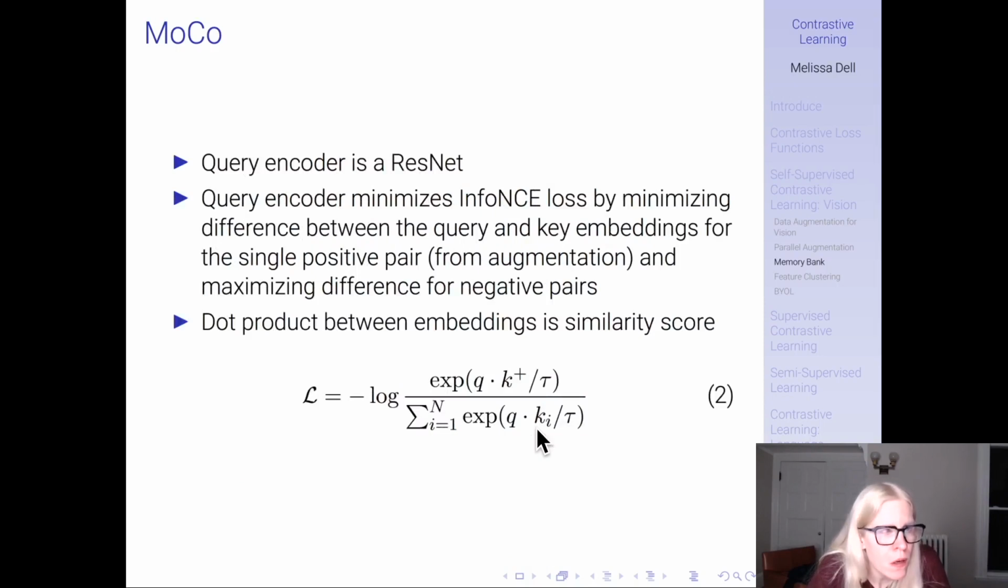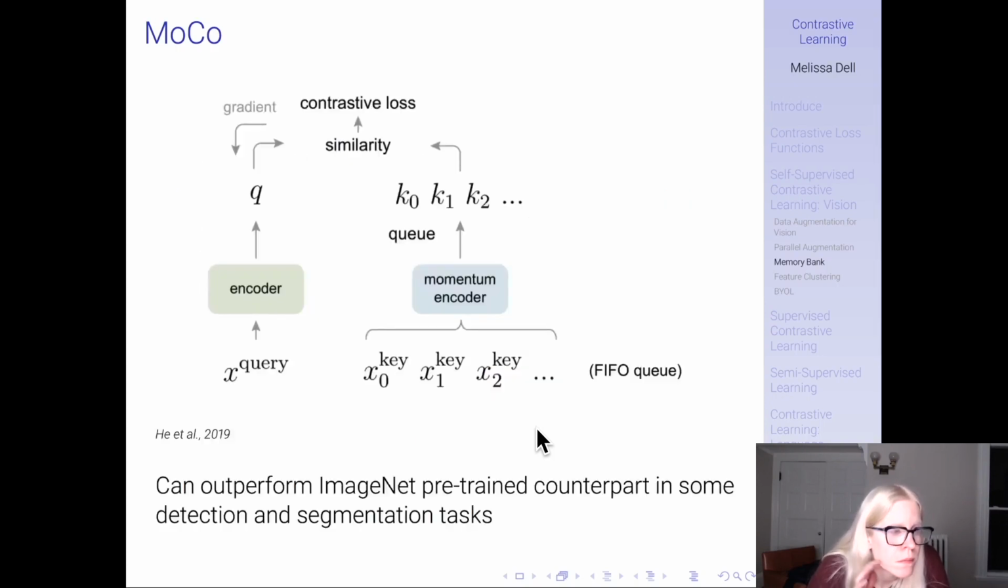And so in the case of MoCo, which is a 2019 paper, the query encoder is a ResNet, and the query encoder minimizes the InfoNCE loss by minimizing the difference between the query and key embedding for the single positive pair, which is created through augmentation, and maximizing the difference for the negative pairs. And so again, this is the same contrastive loss that we've seen before, and the dot product between the embeddings is the similarity score.